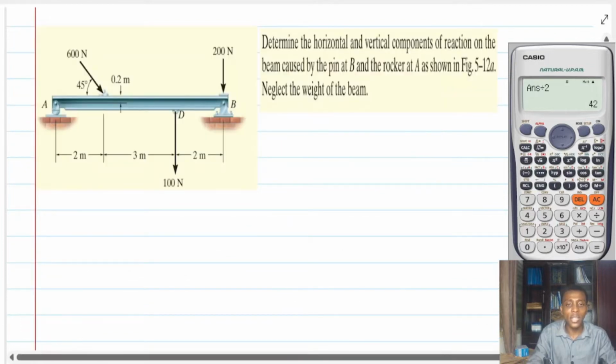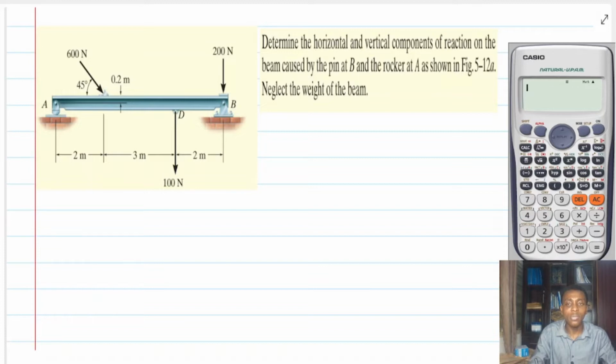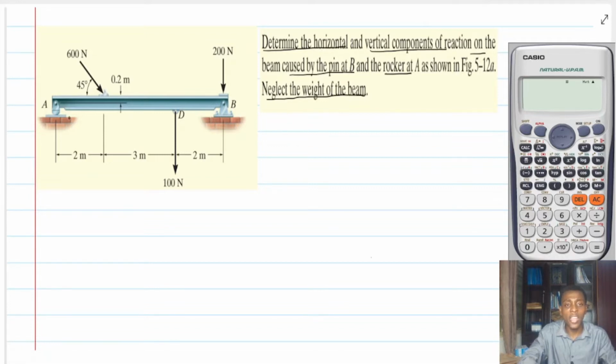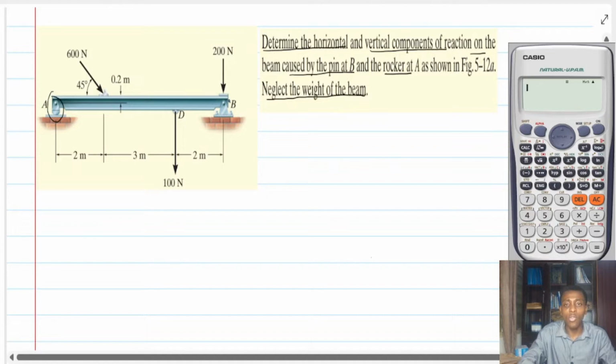All right, so let's look at the next problem. Let's read this problem together, and then let's solve it. We are to determine the horizontal and vertical components of the reactions on the beam caused by the pin at B and the rocker at A as shown. We are to neglect the weight of the beam. In other words, we should find the reactions at the supports. Over here, we have a rocker, and then over here, we have a pin joint.